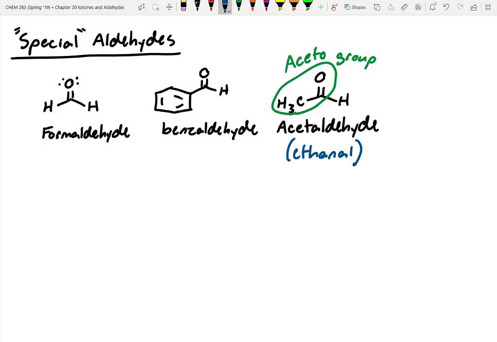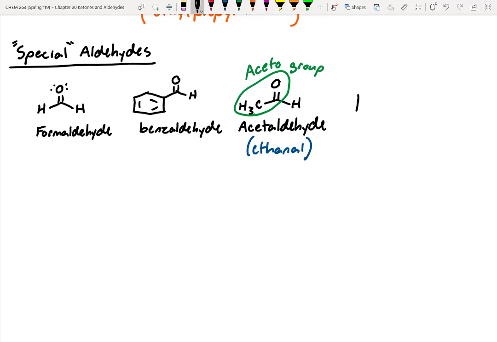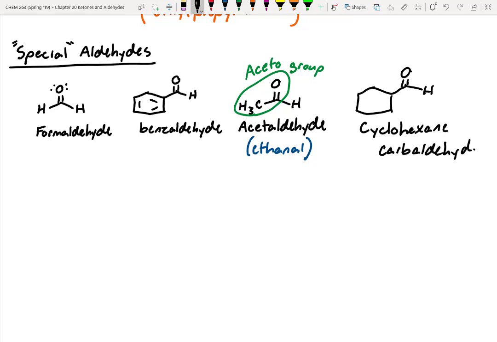All right, next one. And this will be our last one, the cyclohexane derivative. This will be cyclohexanecarbaldehyde. So kind of a little bit different there. All of these are IUPAC accepted, and you will likely run into them.